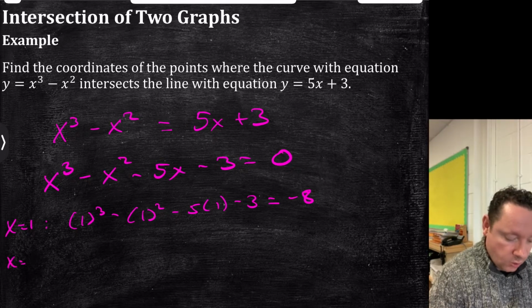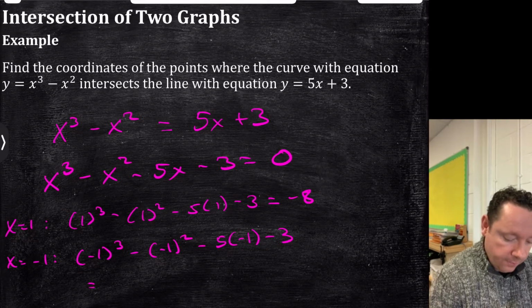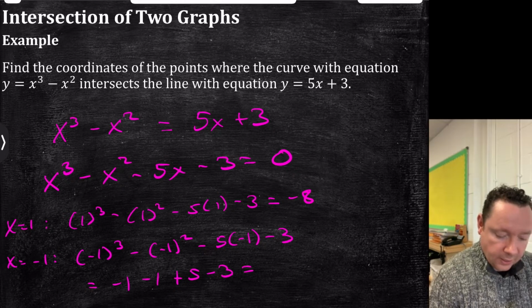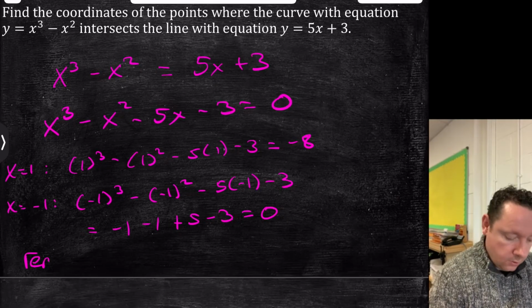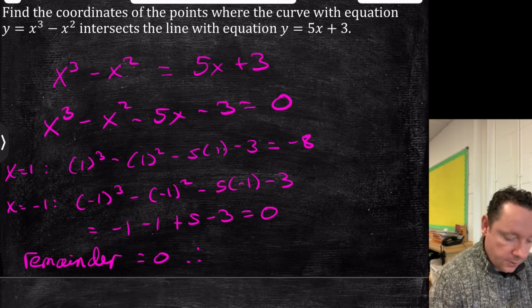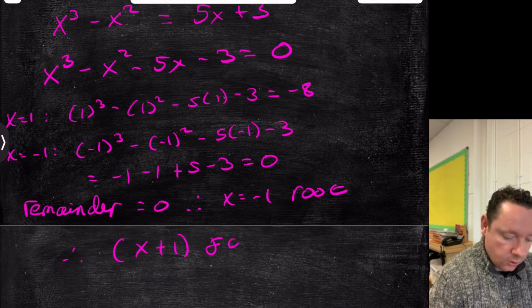If you try minus 1 though, you get minus 1 cubed, take away minus 1 squared, take away 5 times minus 1, take away 3. That's minus 1 again, plus 5 minus 3. Well, minus 1 is minus 2, minus 3 is minus 5, so that's 0. So we know the remainder is equal to 0, and therefore x equal to minus 1 is a root, and therefore x plus 1 is a factor.